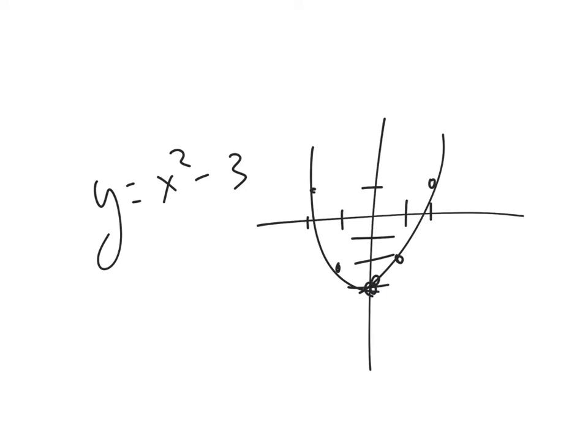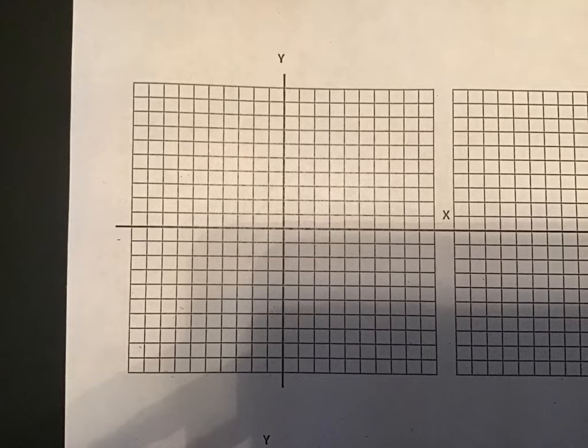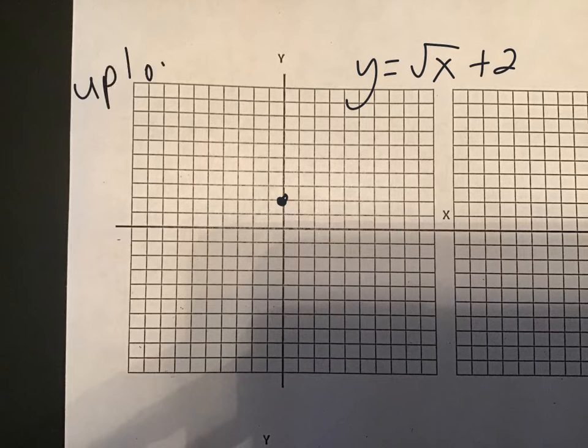So the same thing happens when we have the radical x plus 2, let's say. I'm going to go up 2. That's where I'm going to start. And then I'm going to go up 1 over 1, and then up 2 over 4. So it's the same exact graph. It's just shifted up 2, okay?